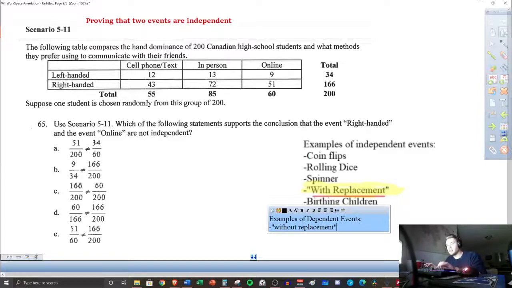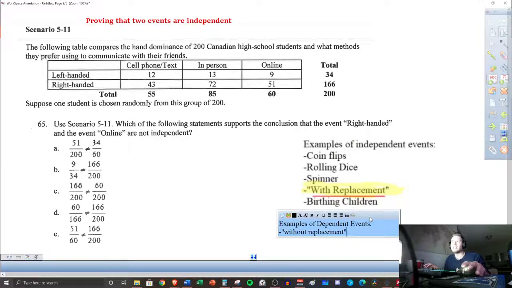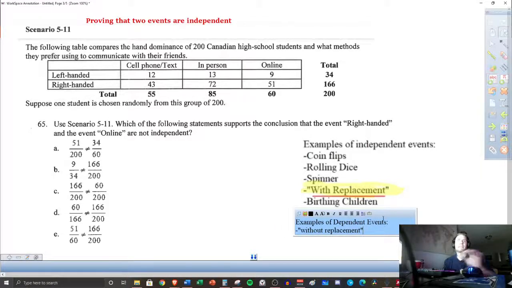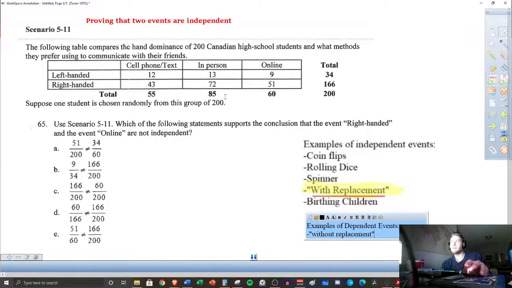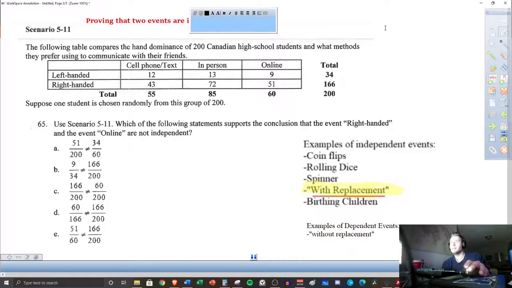There's not a lot of other situations that I can think of off the top of my head that are dependent. We are going to talk about a new situation today with that, but today we're really going to focus on proving that two events are independent.